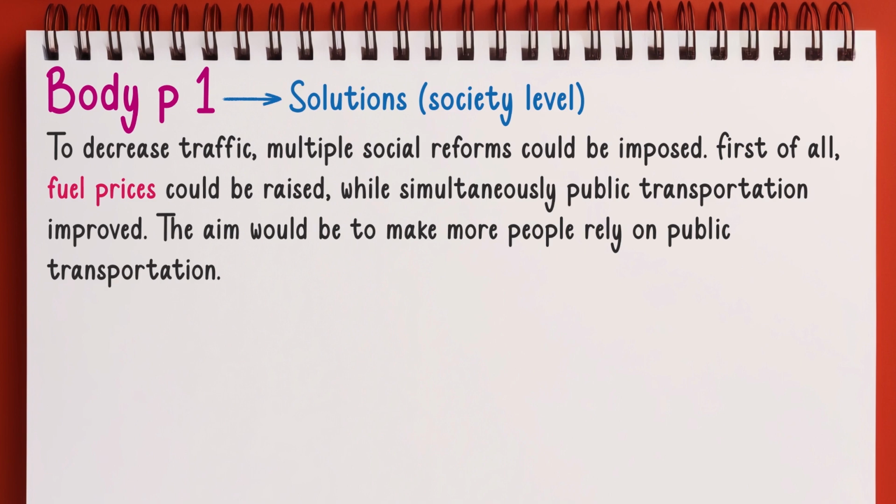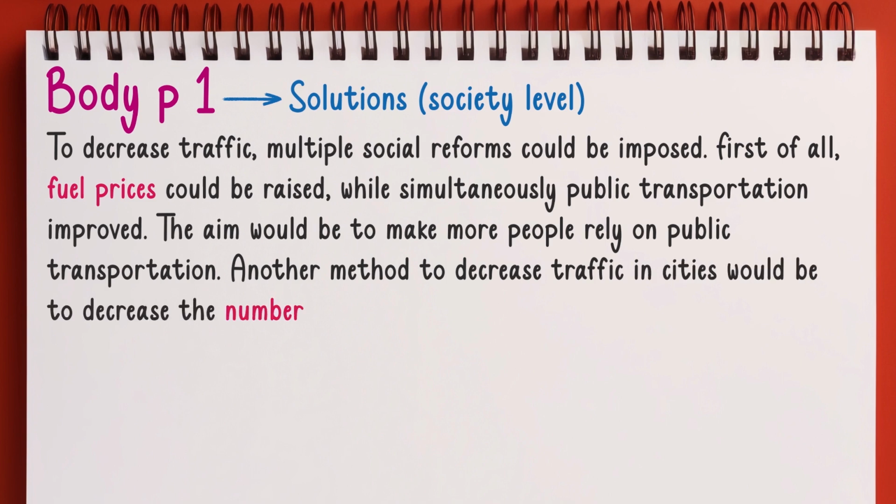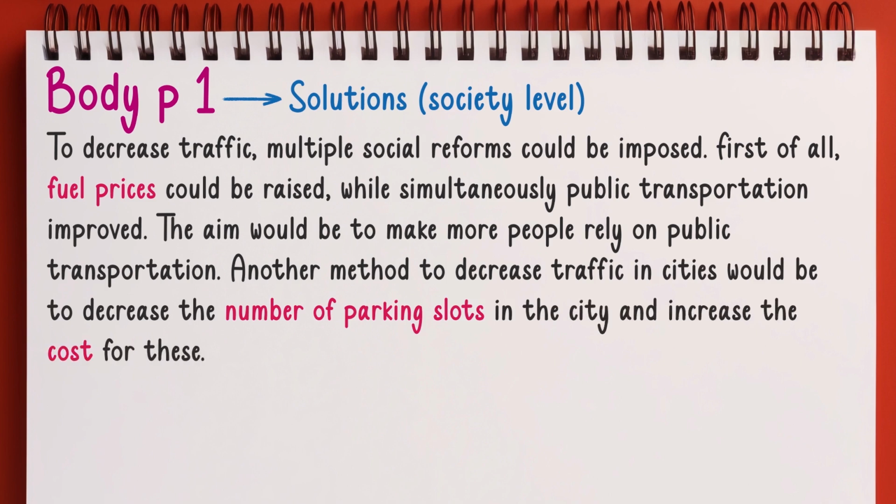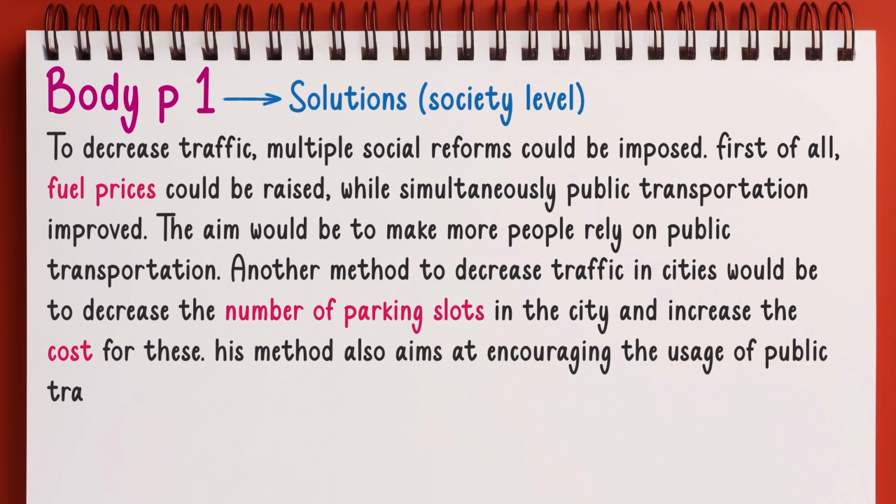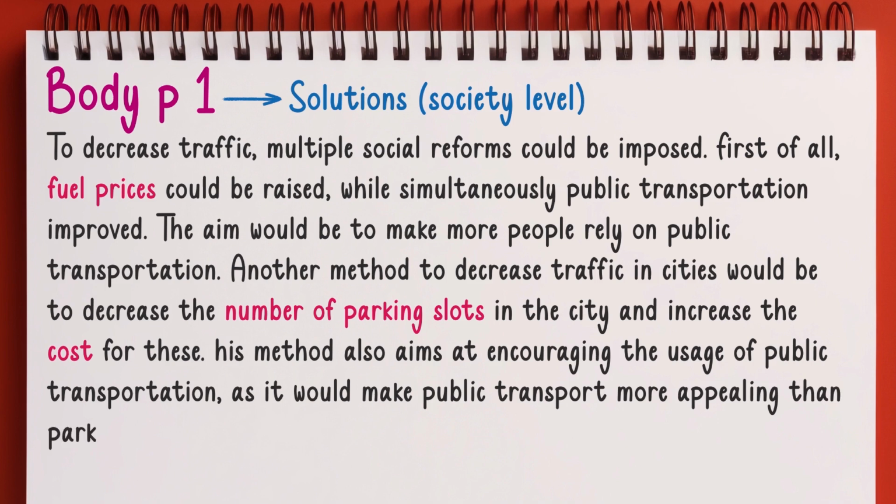Now let's turn to another solution. Another method to decrease traffic in cities would be to decrease the number of parking slots in the city and increase the cost for these. So this is our solution. Now, after giving your solution, you have to expand, or maybe you can give an example in order to justify your answer, right? This method also aims at encouraging the usage of public transportation, as it would make public transport more appealing than parking. And now it's time to write about our third and last method.